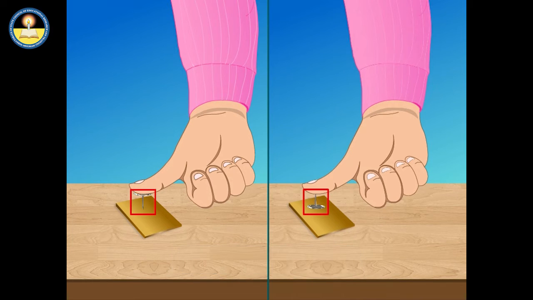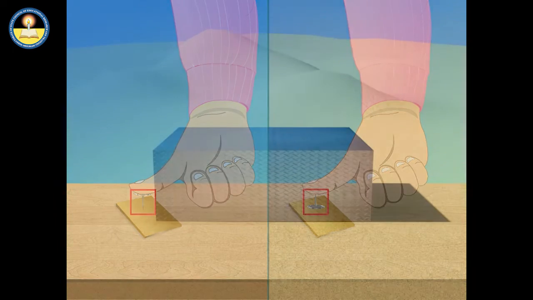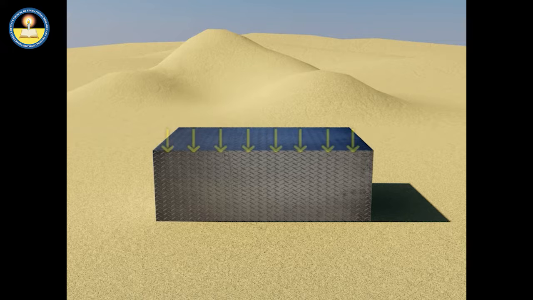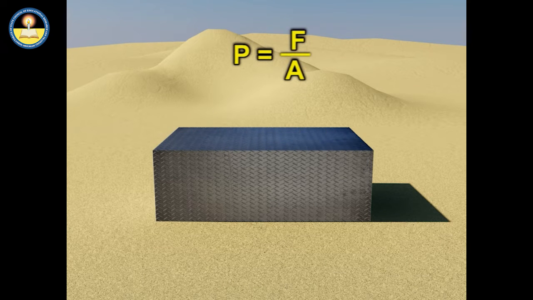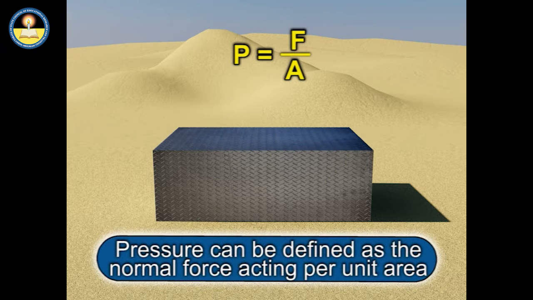The same force may create a large effect or a small effect depending on the area it is acting on. In fact, the amount of force per unit area determines the effect of the force. This quantity is called the pressure. It is the amount of force spread over a unit area. Pressure can be defined as the normal force acting per unit area.